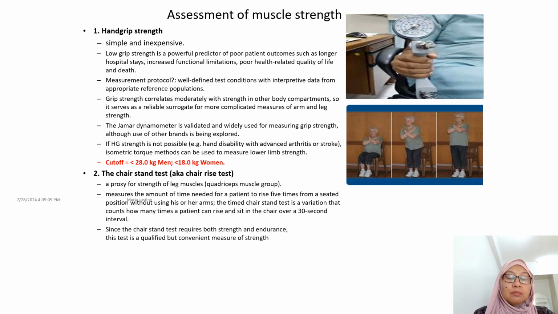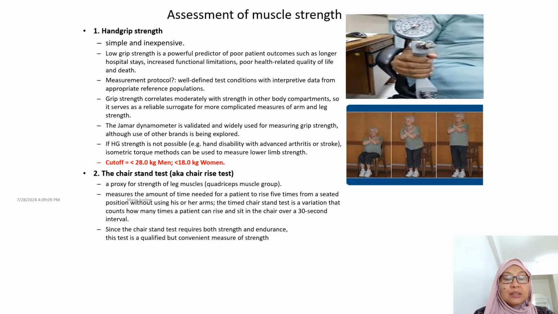Now, muscle strength can be assessed using hand grip strength and the chair stand test. Here is how you can perform this test. For the hand grip strength, you have to use a JAMA dynamometer or similar device.